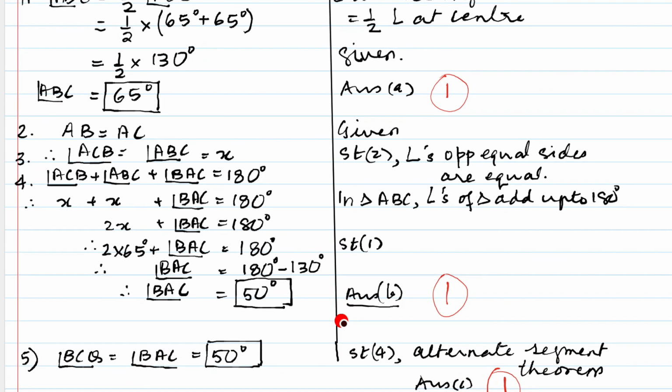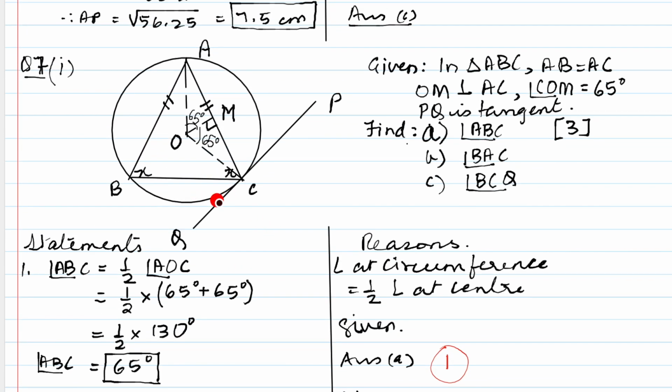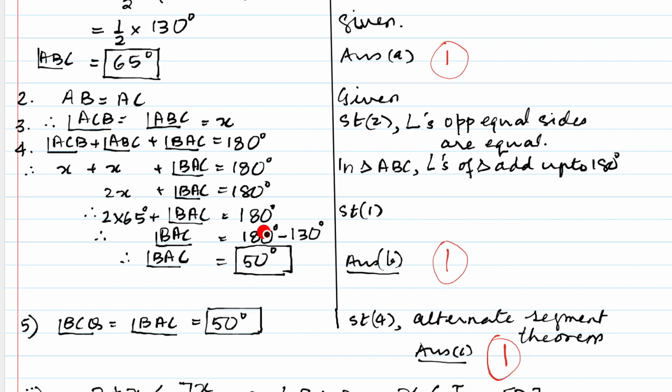Then the last one is where we had to find this angle, BCQ. Now this angle is the angle between the tangent and the chord. The chord makes in the alternate segment this angle, that is BAC. So this angle will be equal to angle BAC by the alternate segment theorem. And that gives us our 1 mark, and so 3 marks can be easily obtained for this question as well.